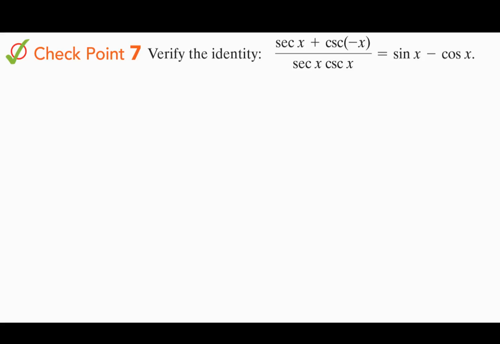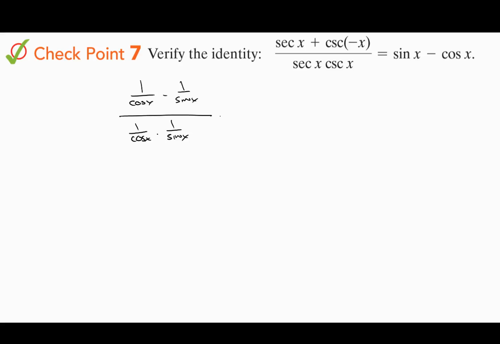Cosecant is odd as well, so that negative can just come out in front. Secant is 1 over the cosine, minus the cosecant, so that's minus 1 over the sine. And on the bottom, right, we're changing everything to sines and cosines. Secant is 1 over the cosine times cosecant is 1 over the sine. Okay, so the bottom is multiplication. That's pretty easy to put together.